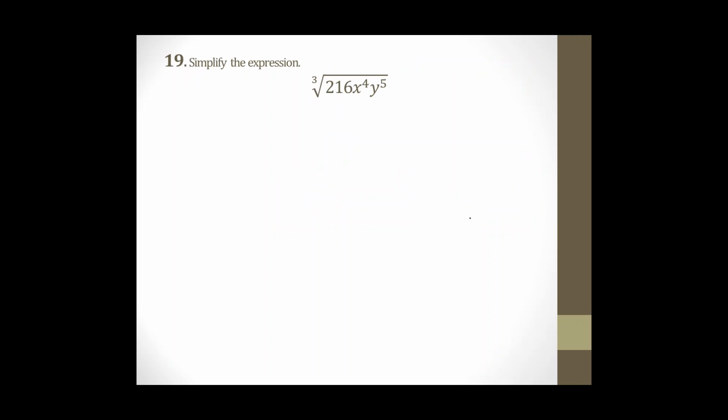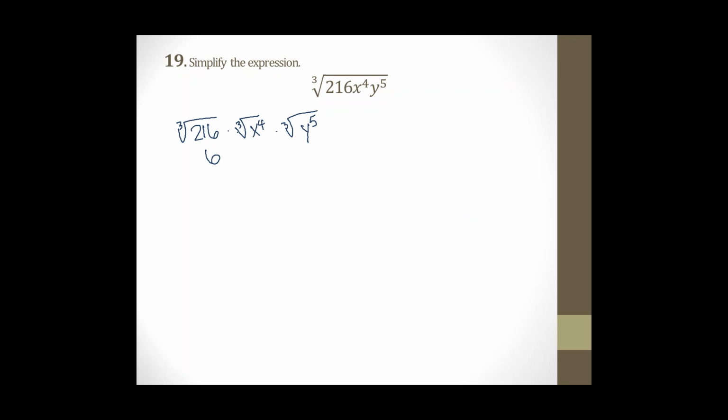Okay, number 19, simplify the expression. So we have a radical expression, and I like to split everything up. So I'm going to take the cubed root of 216 times the cubed root of x to the 4th times the cubed root of y to the 5th. I just broke it apart. Now, the cubed root of 216 is a perfect cube. That's actually just 6.